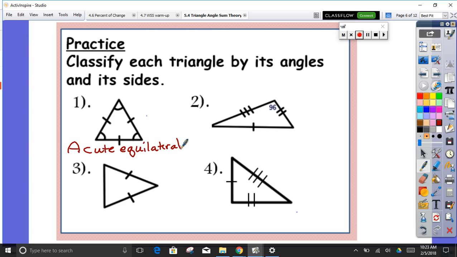Okay, number 2. Eli, give number 2 a try. It is a scalene obtuse. Good, scalene obtuse. Okay, number 3. Riley.